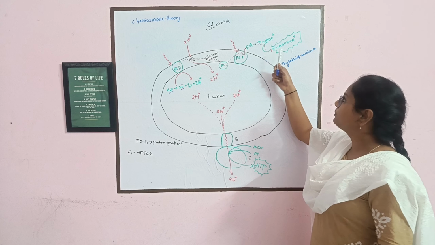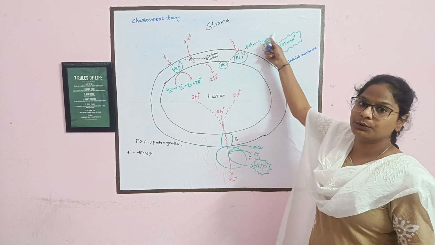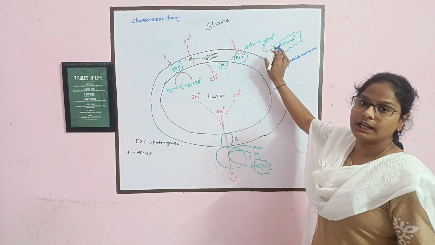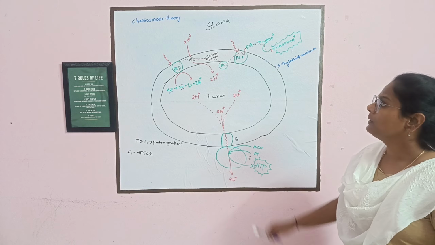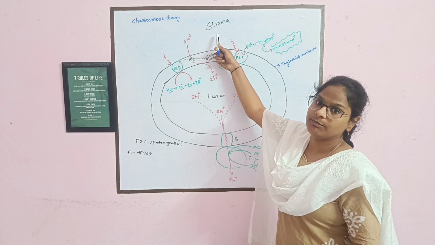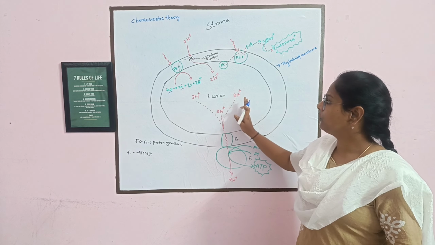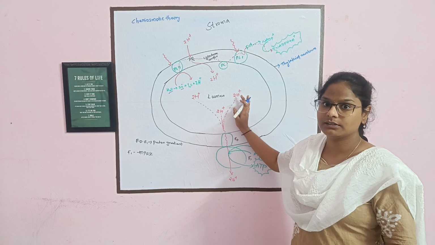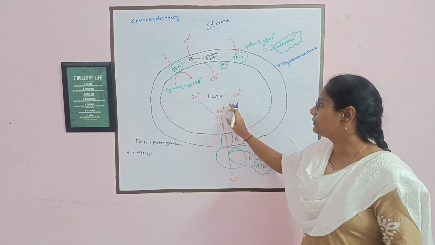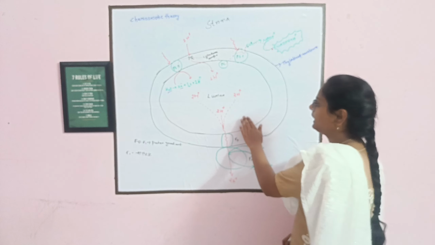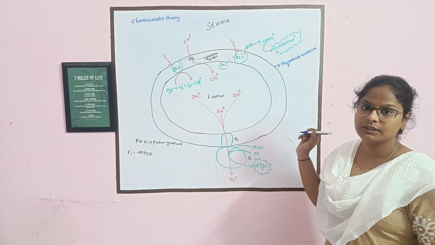Now to produce the reducing power, it also requires a pair of protons, which is taken in by NADP reductase from the stroma, right? Now what happened? By this, the concentration of protons in the stroma decreases and the concentration in the lumen increases, right? Now here the concentration is more, so protons tend to move from higher concentration to lower concentration, that is from lumen to stroma side, right?